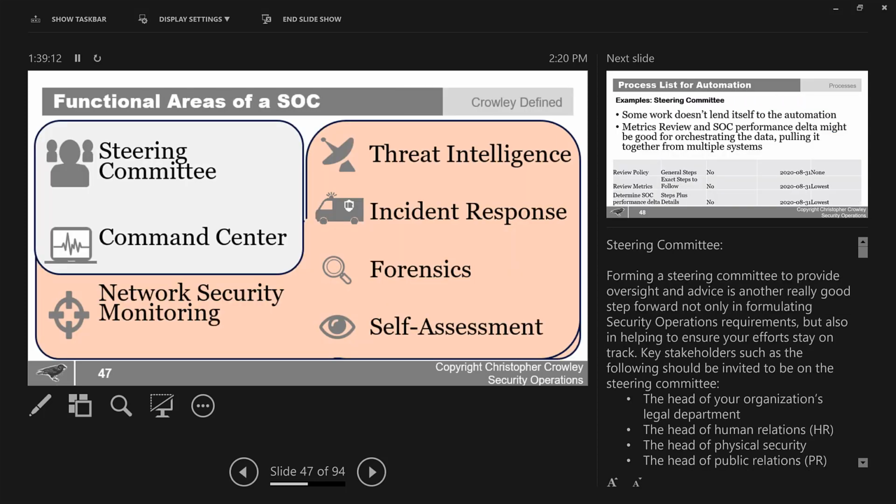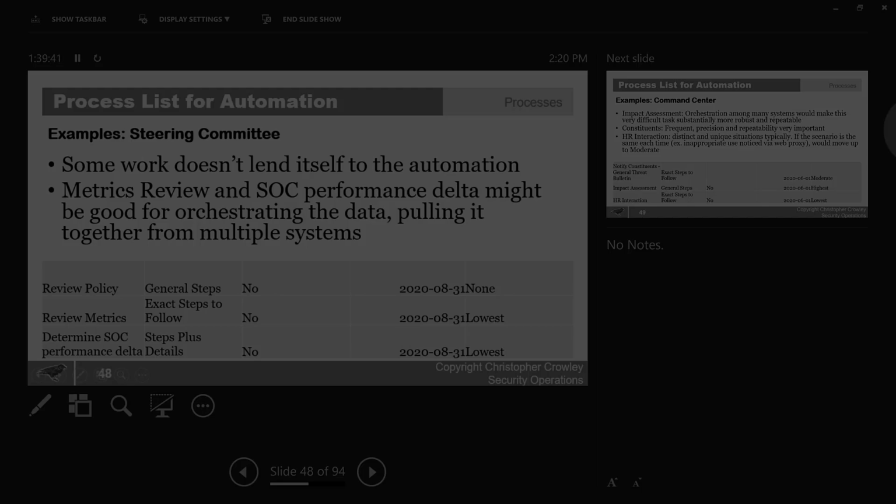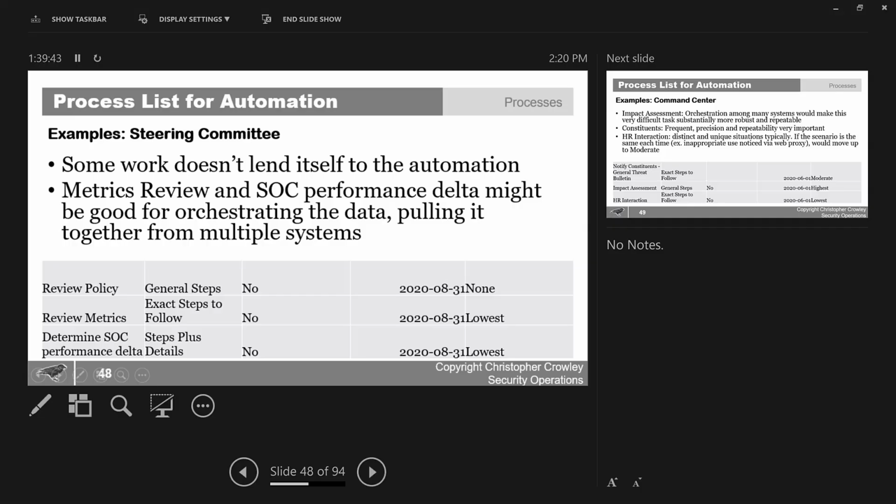Okay? So little reminder: steering committee, command center, network security monitoring, threat intelligence, incident response, forensics, and self-assessment are my different areas. So let's talk about a few examples of this in each of these different functions. In terms of the steering committee, in my assessment, basically most of the stuff in the steering committee is none and lowest. Why? Because it's about human beings deciding the right stuff. Now, I can provide metrics in a report that I've got automation for providing, but I want somebody reviewing those metrics, right?